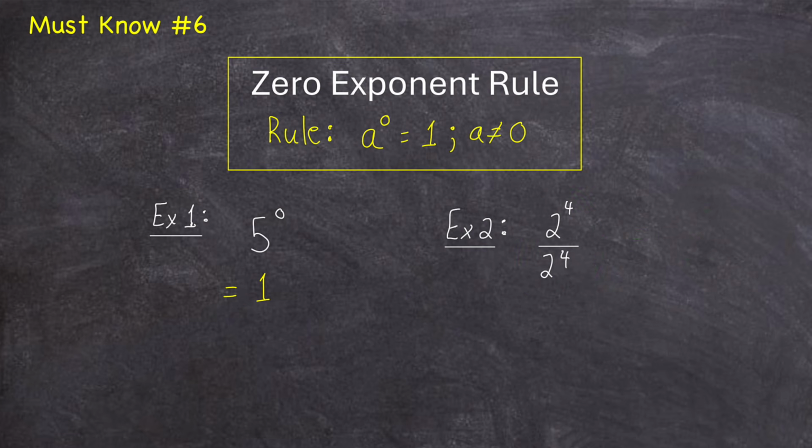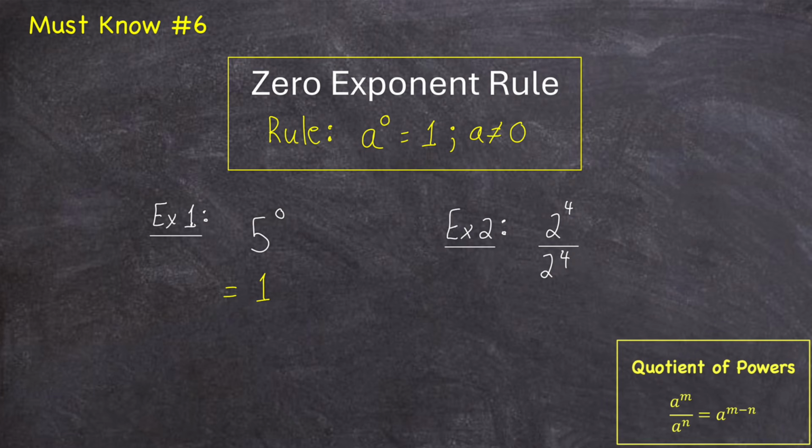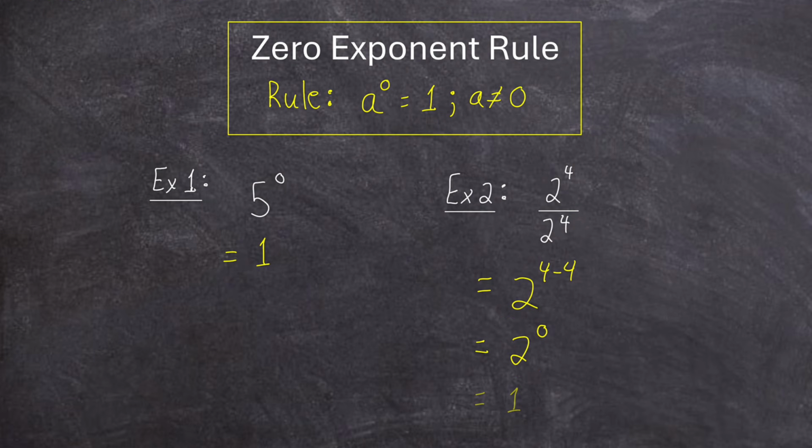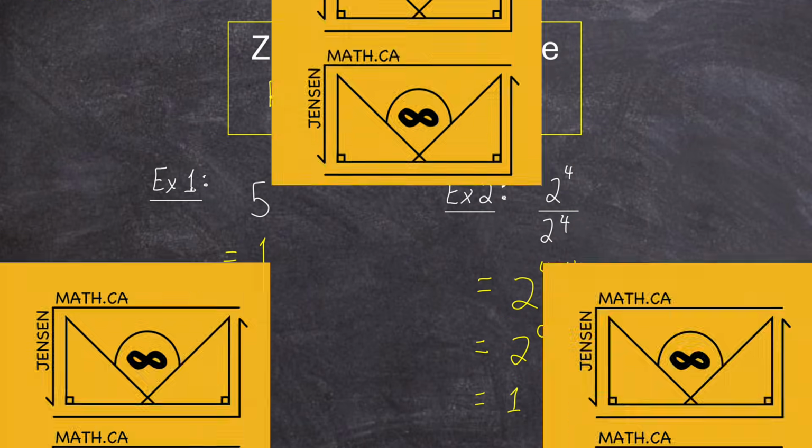Keep that in mind, and let's go ahead and use the quotient rule of powers to simplify this expression. When dividing two powers that have the exact same base, I know I can keep the base the same and then subtract the exponents, 4 minus 4. Making this equal to 2 to the power of 0. And since in the original expression it's something divided by itself, I know that has to equal 1, meaning 2 to the power of 0 has to equal 1. And that's it for the zero exponent rule.